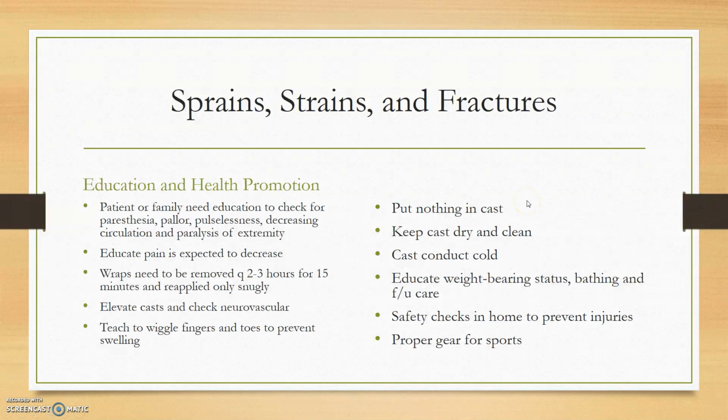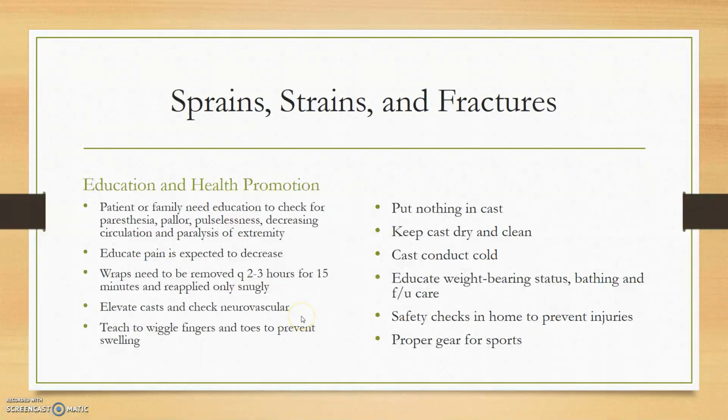Education and health promotion is quite lengthy for people with musculoskeletal injuries and disorders. Patients and families have got to be taught to check for paresthesia, pallor, pulselessness, decreasing circulation, and paralysis of the affected extremity. Educate that pain is expected to decrease, so if it doesn't, they've got to follow up sooner than perhaps even their follow-up appointment. Elastic wraps need to be removed every 2 to 3 hours for 15 minutes, and reapplied only snugly, not in a fashion that would decrease circulation.